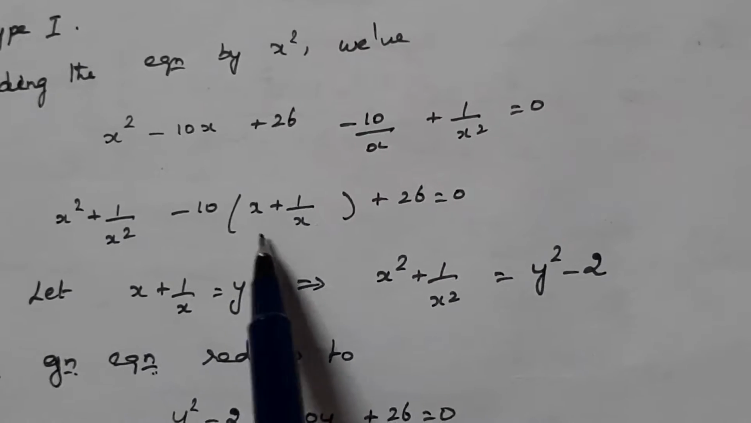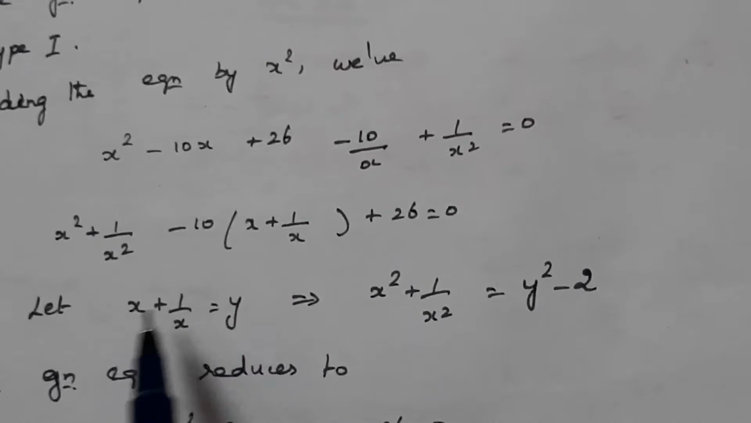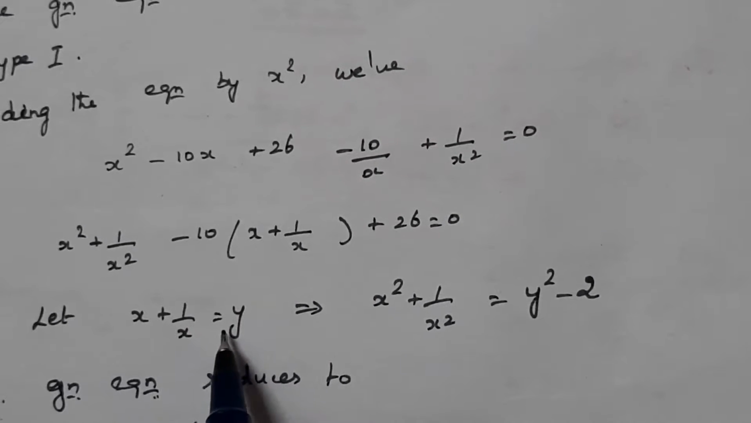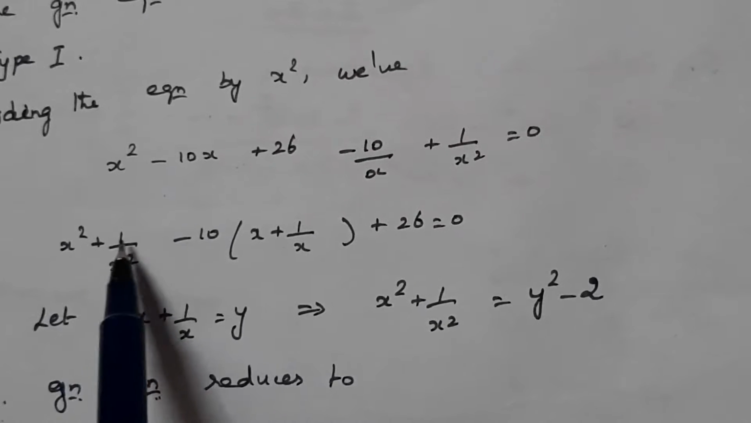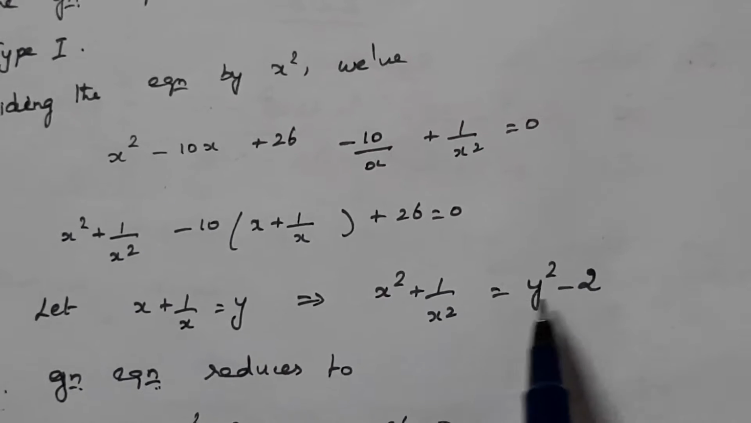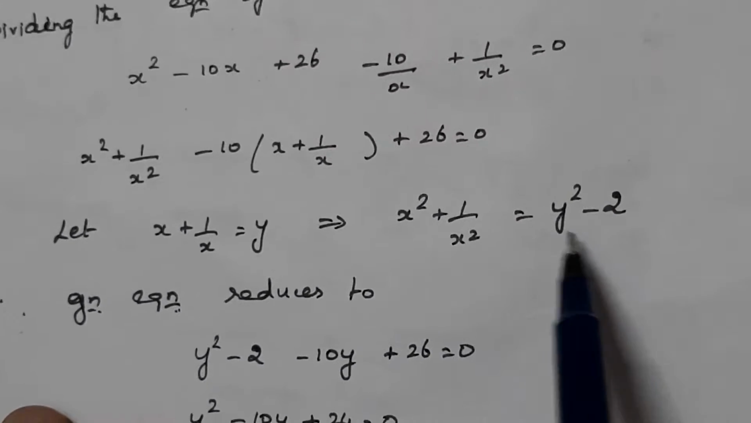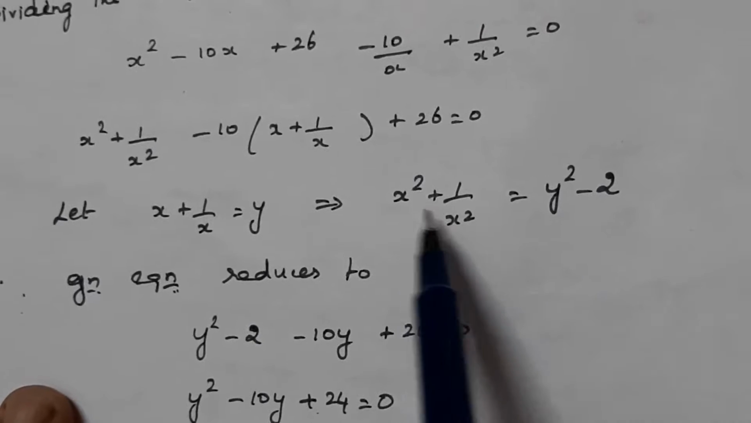Now, you have obtained this x plus 1 by x. As per the technique, you have to take this to be y. So, let x plus 1 by x be y. Immediately you can write x squared plus 1 by x squared as y squared minus 2. That is an earlier result you have learned in a very early standard, so no need to explain it. Directly you can write it.